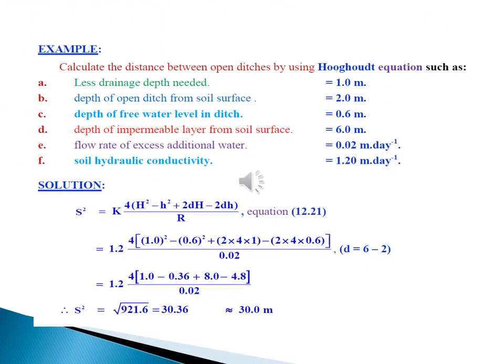My dear, an important example for calculation of the distance between open ditches by using the Hooghoudt equation. Follow the input data and solution of the example by yourself, my dear. So easy and clear.